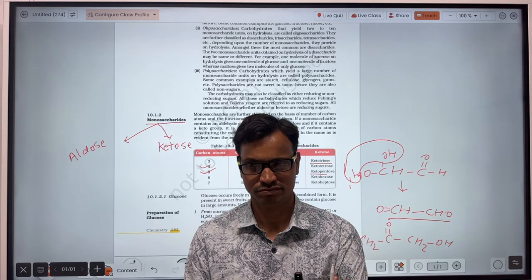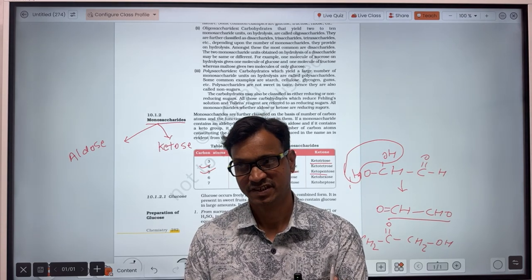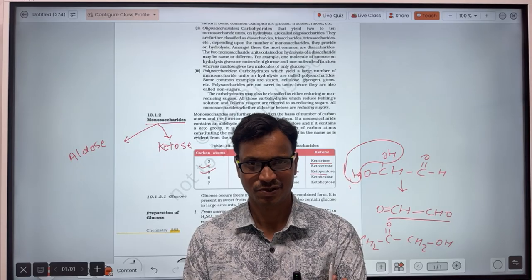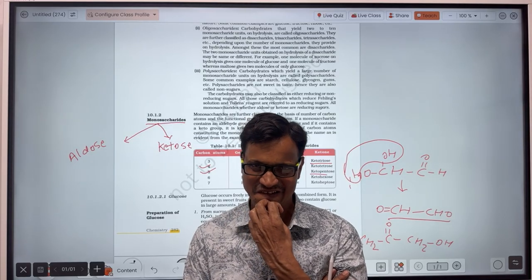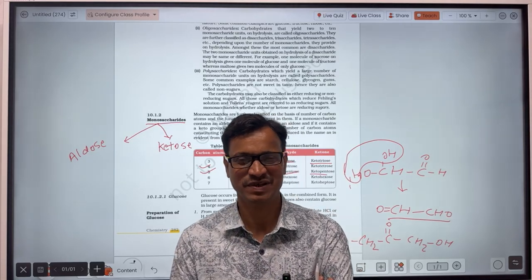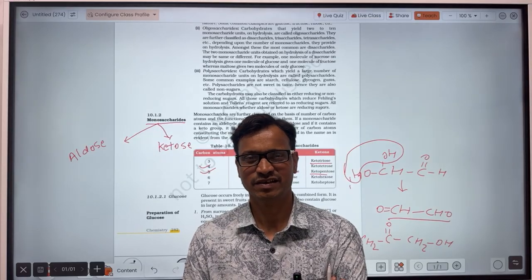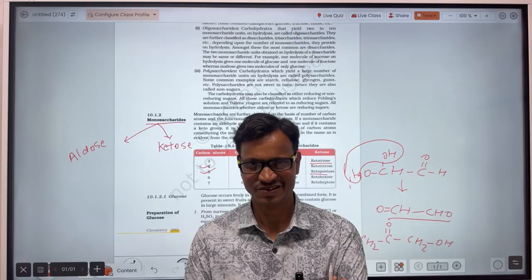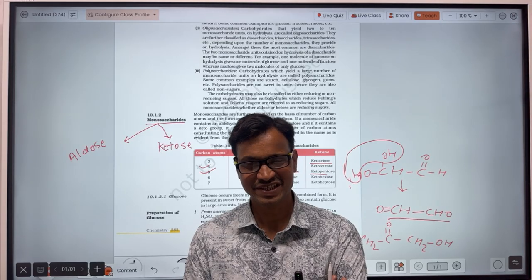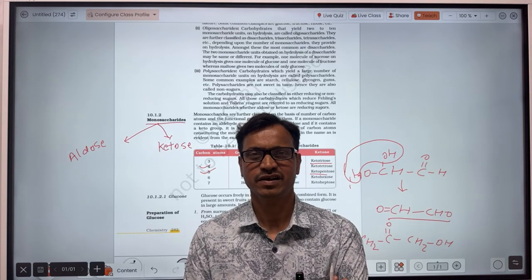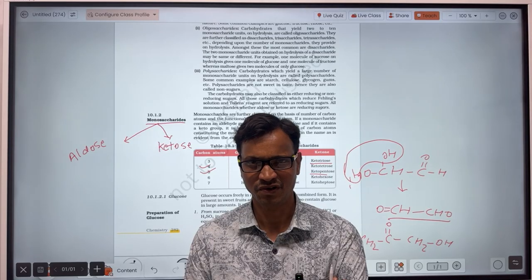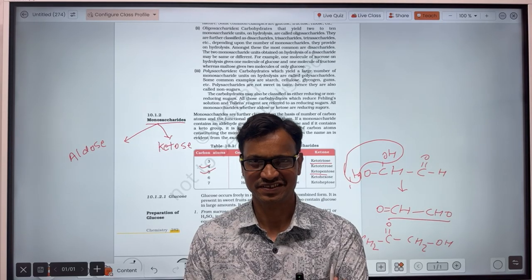Same as fruits like guava, banana, and apples. When they are unripe, they are not sweet in taste, because when they are unripe, the carbohydrate is in the form of polysaccharide.